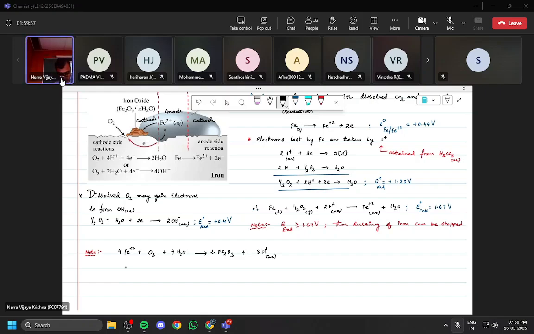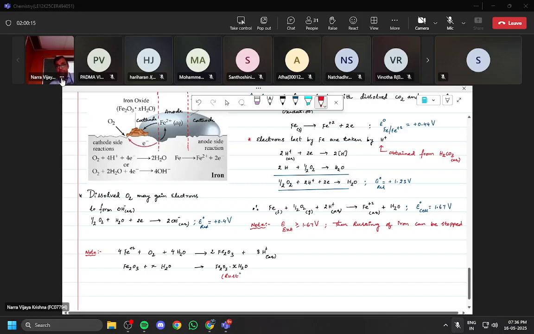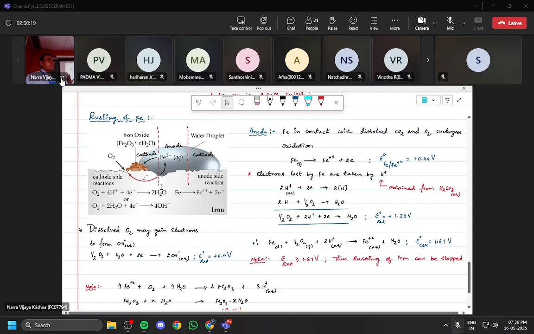Now this Fe2O3 will absorb moisture, or will react with water, to form Fe2O3 dot XH2O. This is what we call rust. Done, sir? This is about corrosion, right?